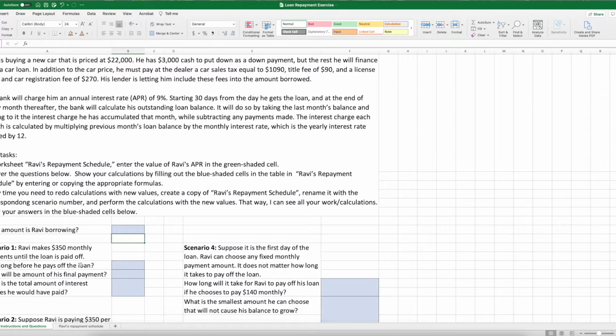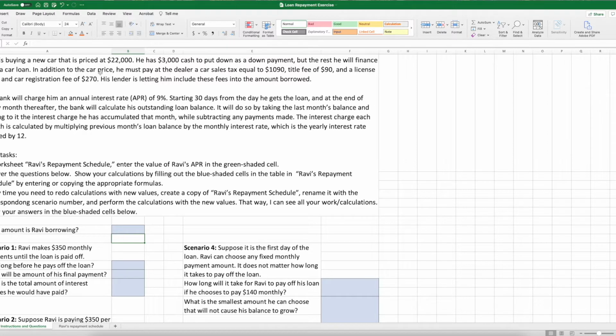So let's start by reading the instructions. Ravi is buying a new car that is priced at $22,000. He has $3,000 cash to put down as a down payment, but the rest he'll finance with a car loan. So the amount that he's financing will be $22,000 minus the $3,000 cash down payment. So $19,000 is what he'll be financing with a car loan.